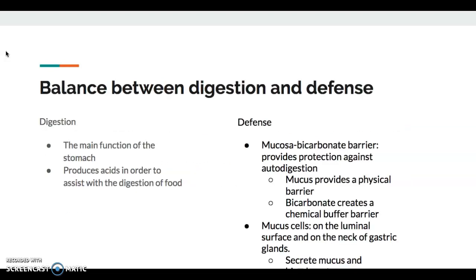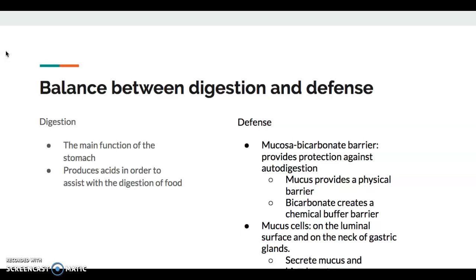So now we go into the balance between digestion and defense. The main function of the stomach is digestion, but as we know, in the stomach there are very strong acids, and if there was no barrier between the stomach wall and the gastric acids, then you would destroy the lining of the stomach. So the stomach is producing acids in order to assist with the digestion of food. However, the stomach also has a defense component.